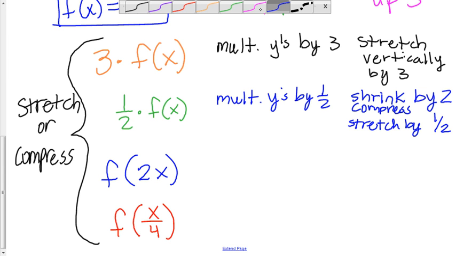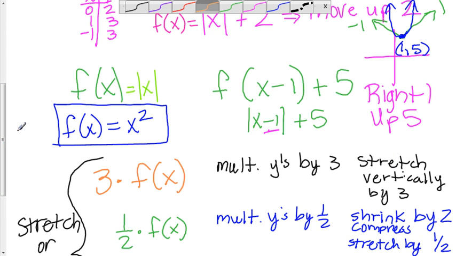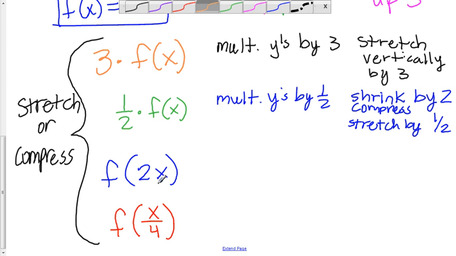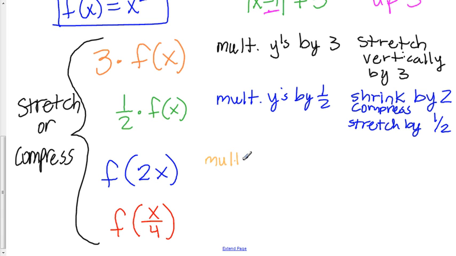Our third example here is f of 2 times x. Now here it is affecting the x values, and just like with our addition and subtraction, the opposite thing is going to happen. So this is going to be multiplying x's by a half. And so it's the same thing. It would shrink horizontally by 2.